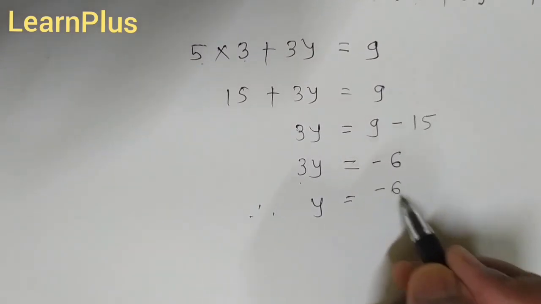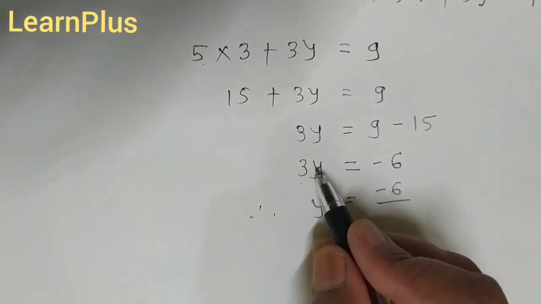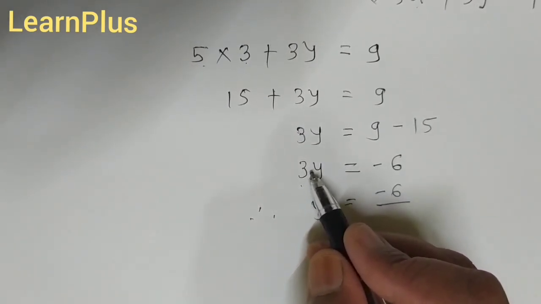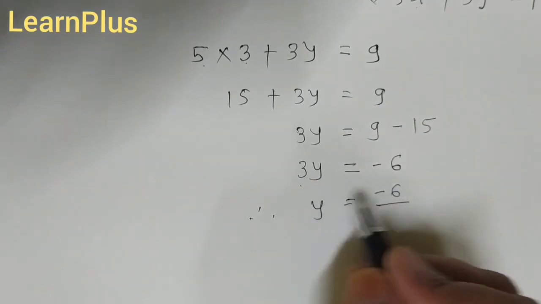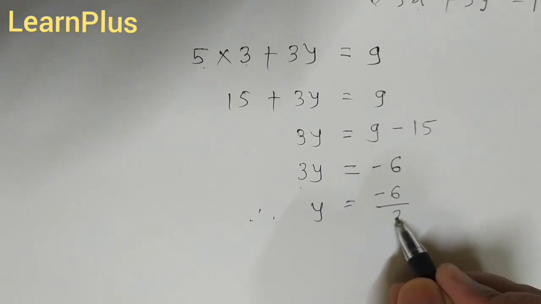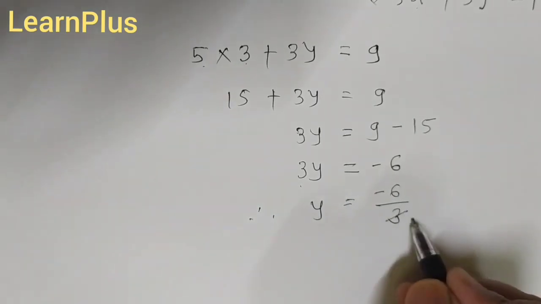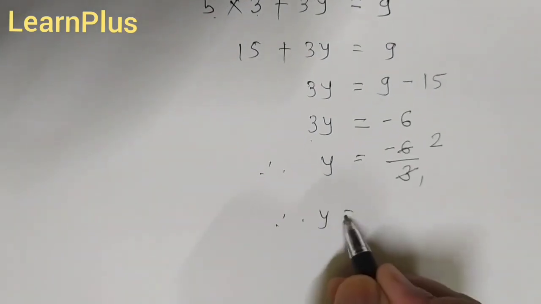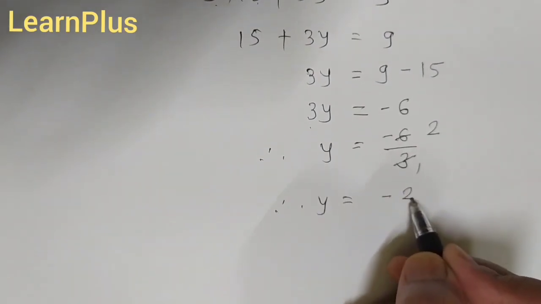Means here minus 6. This one, here no sign in between means multiplication sign. Here multiply, so there it will go and divide. So here 3 will come. Then 3 1s are 3, 3 2s are 6. Means here y is equal to minus 2.